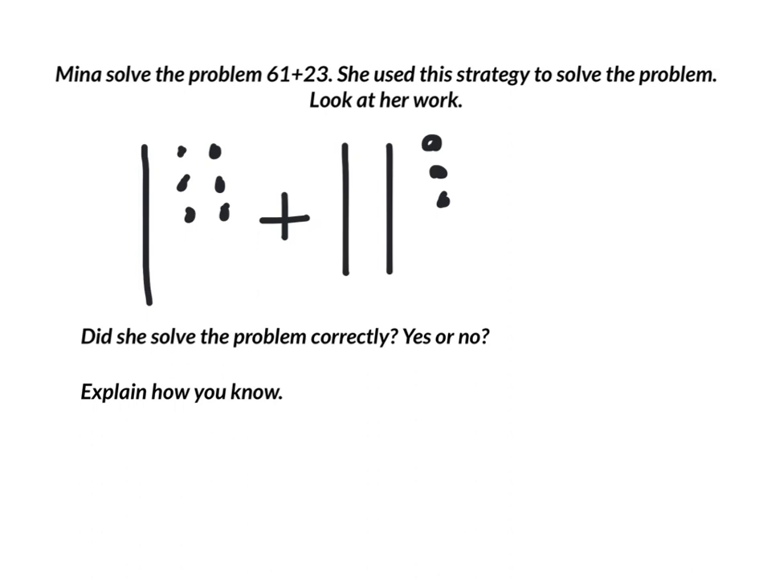Mina solved the problem 61 plus 23. She used this strategy to solve the problem. Look at her work. Did she solve the problem correctly? Yes or no? Explain how you know. Right now you are looking at this and you are deciding, does this and this match?